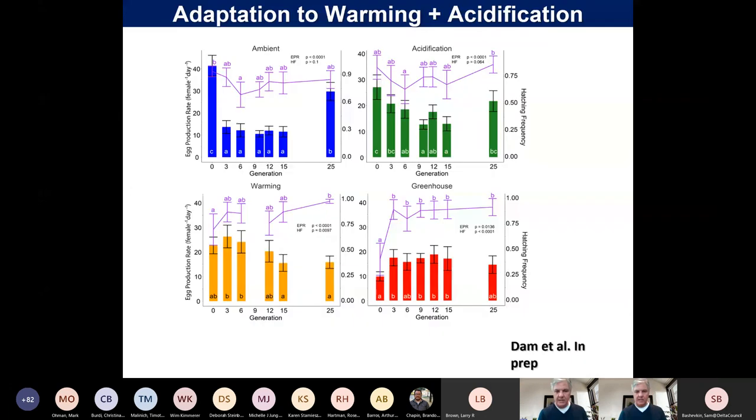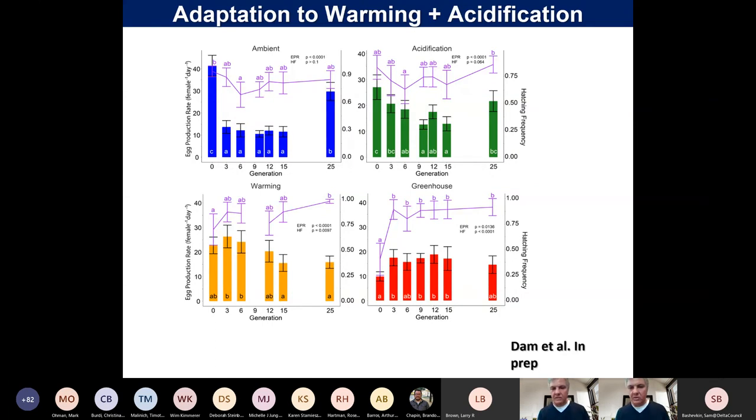Go ahead. So these are the results for the egg production and hatching frequency for the four treatments. There's a lot of detail here. I don't have time to go through all of this, but I'm going to concentrate on the greenhouse treatment, the full greenhouse, which is increased temperature and CO2. The histograms here represent the egg production, and the curves represent egg hatching success, hatching frequency. What you can see is a very dramatic decrease in performance, both in egg production and hatching success in the F0.